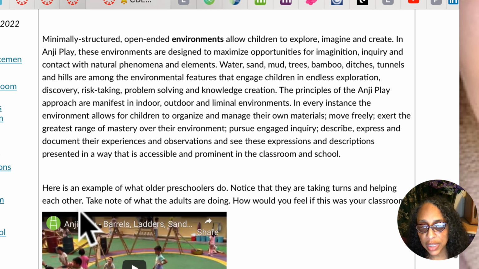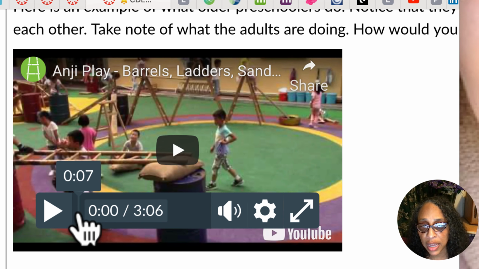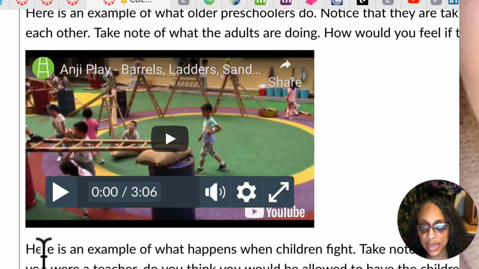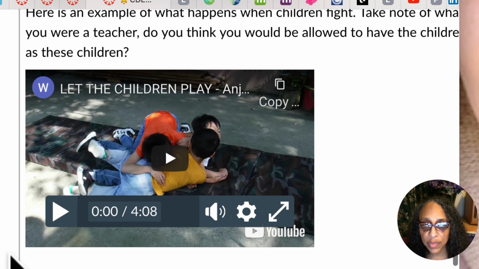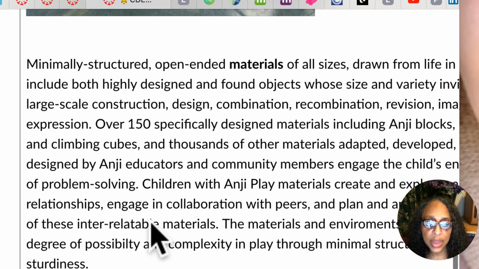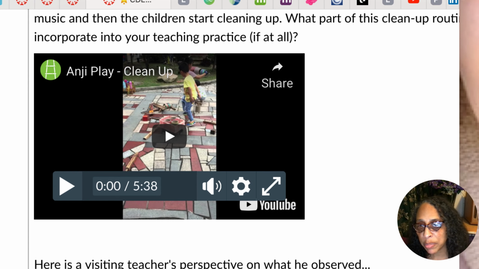And the adults keep everybody safe, but really, even when there's a fight, the adults do not get involved too much. So a lot of pieces, a lot of things to clean up at the end of the day. And the way they clean up is they play music, and then everybody cleans up. And there's one about a fight right there. And then I have a video about the cleanup, and you can see them playing the music and everybody cleaning up.